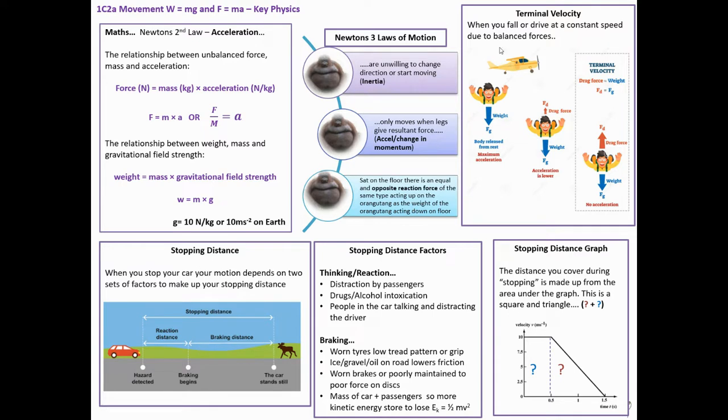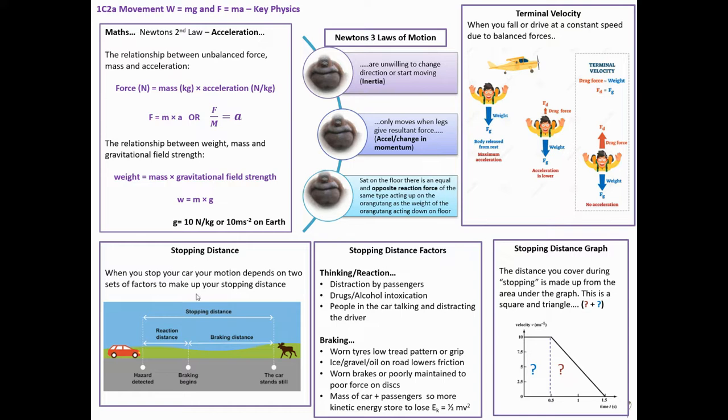Terminal velocity: when you fall or drive at constant speed due to balanced forces. So you get out of the plane, you've got weight, you've got maximum acceleration, and as you go faster, the drag force acts up and gets bigger and bigger. But the weight eventually, the two balance out. Weight doesn't change, but drag gets more. When the drag is at its maximum value, we will fall at a steady speed because there's no resultant force acting. So the acceleration is nothing because F over m is naught. There's no acceleration. So you've got to look at terminal velocity.